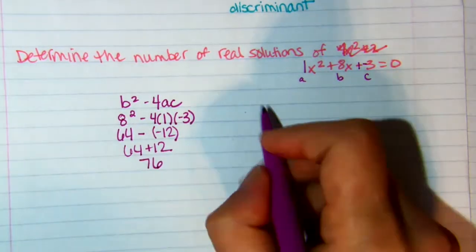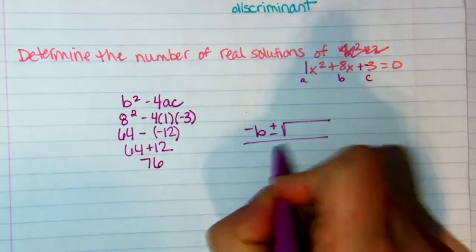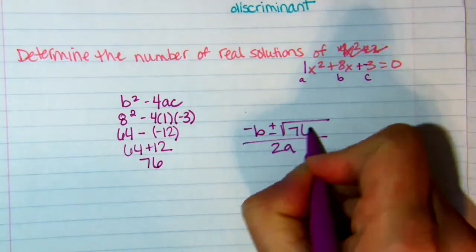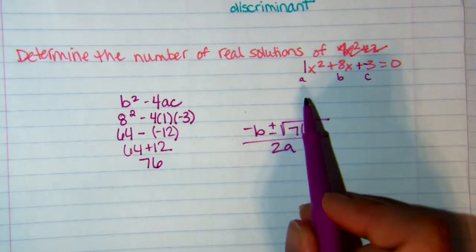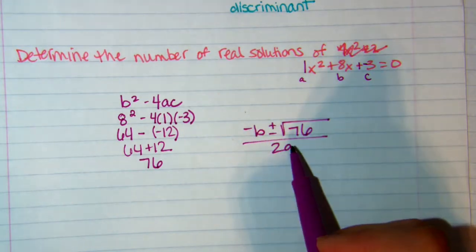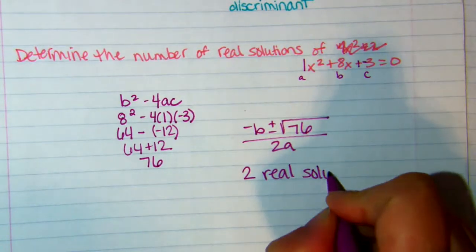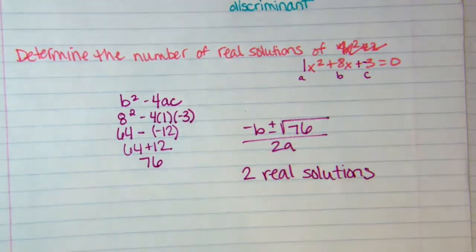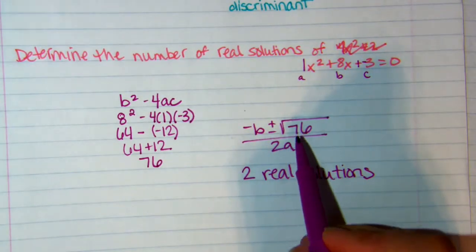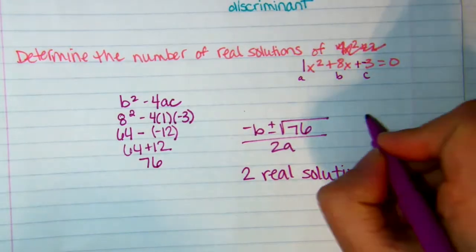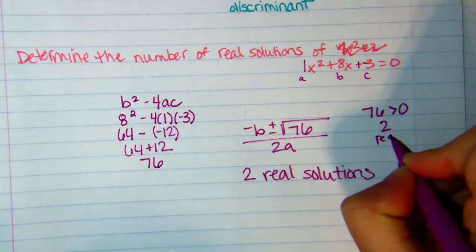That means that when we have our quadratic formula, negative b plus or minus the square root all over 2a, under here we're going to have a positive 76. That means we'll be able to add whatever that square root is, and we'll be able to subtract it. So there are 2 real solutions. So if this discriminant is greater than 0, we have 2 real solutions.